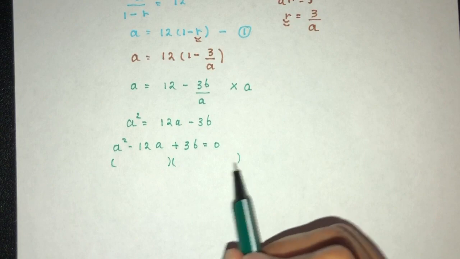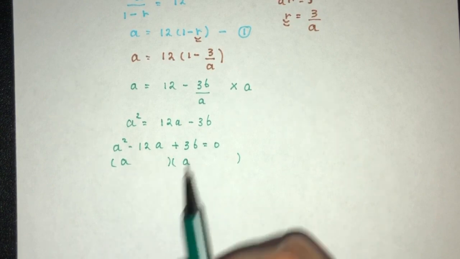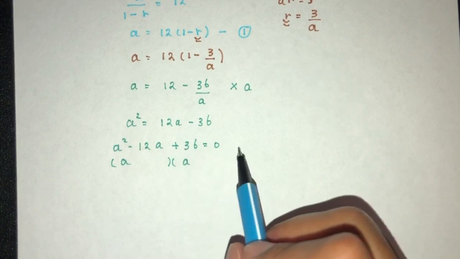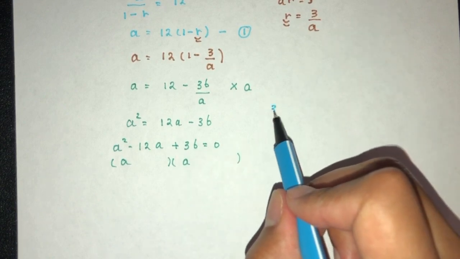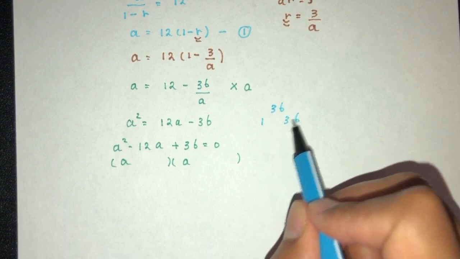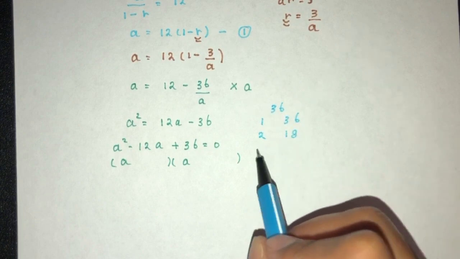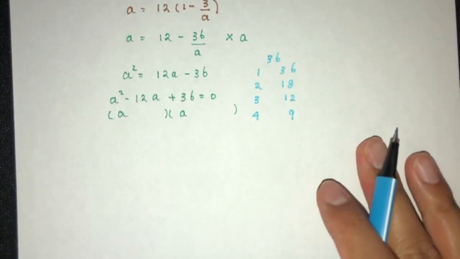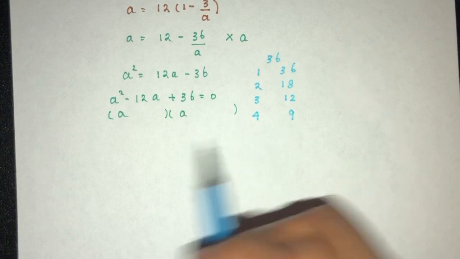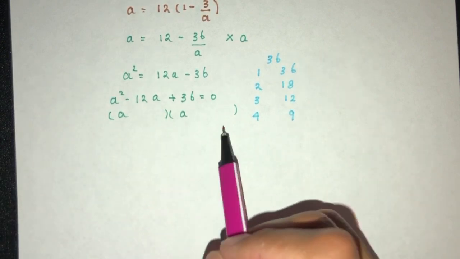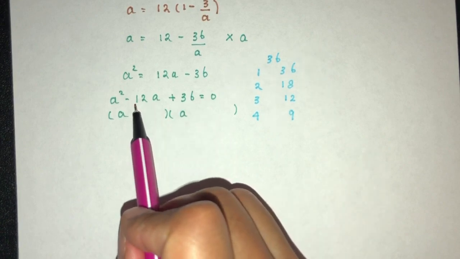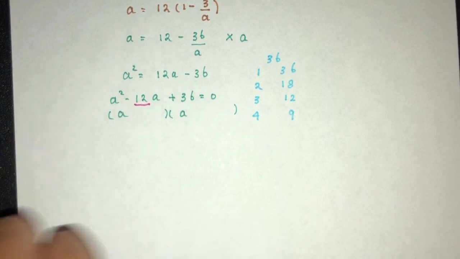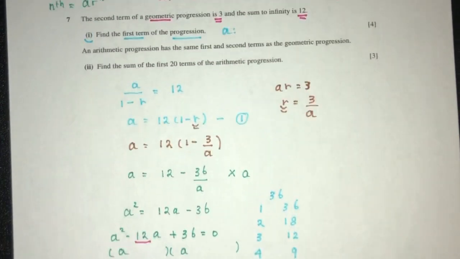Now we can simply factorize. A is here, A is here. So that will be what? Let's check. 36 is 1 times 36, 2 times 18, 3 times 12, 4 times 9, and that should be pretty much everything that we know. So what can we choose here so that we get minus 12? Seems like we have something not working out. Let me double check this again just to confirm.